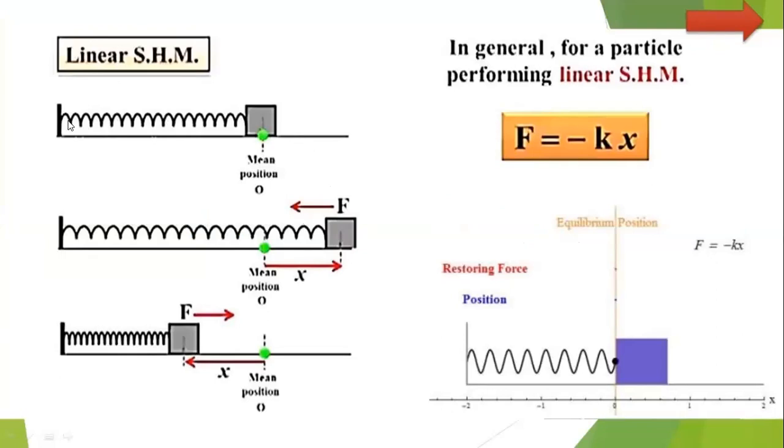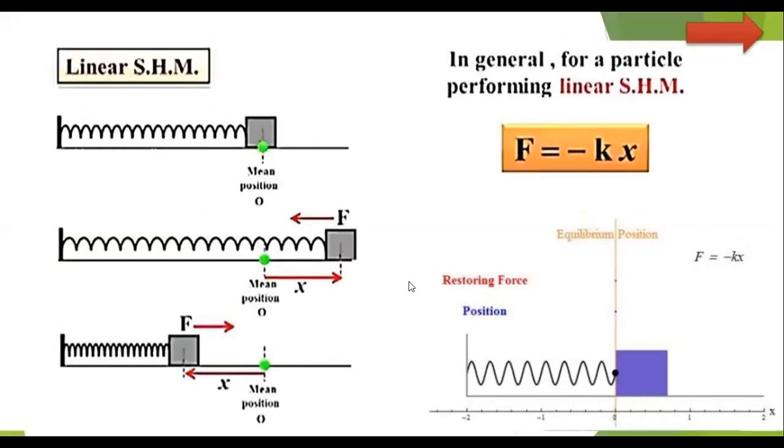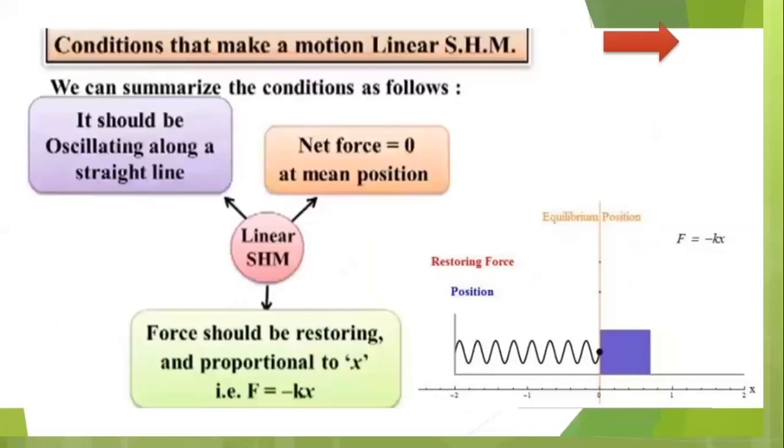The spring is attached to a rigid support and to the other end one block, which is at the mean position. At the mean position there is no force acting, and on compression of the spring, a force acts on the block, and this force is always directed towards the mean position. So, some conditions for this linear simple harmonic motion.